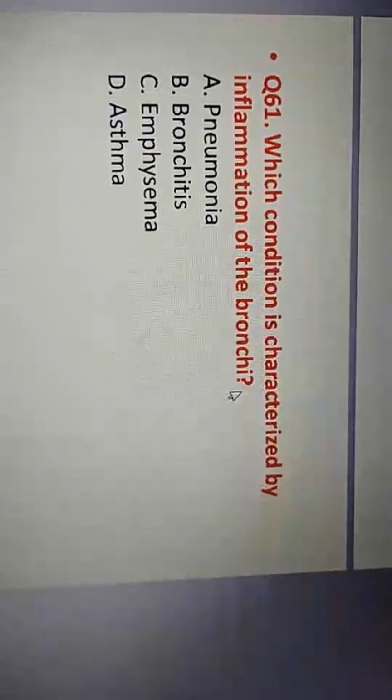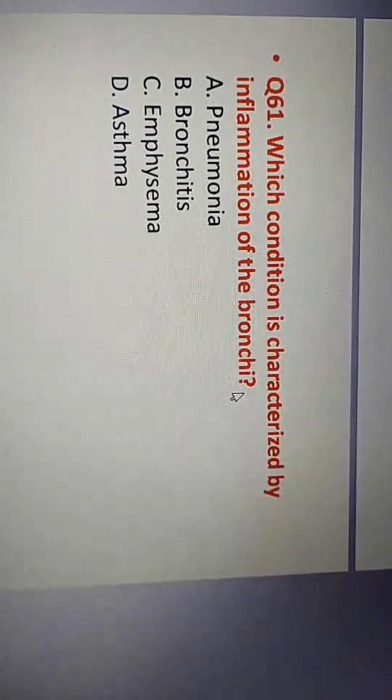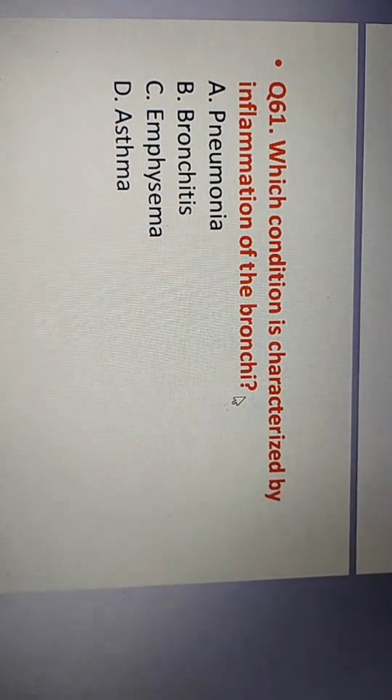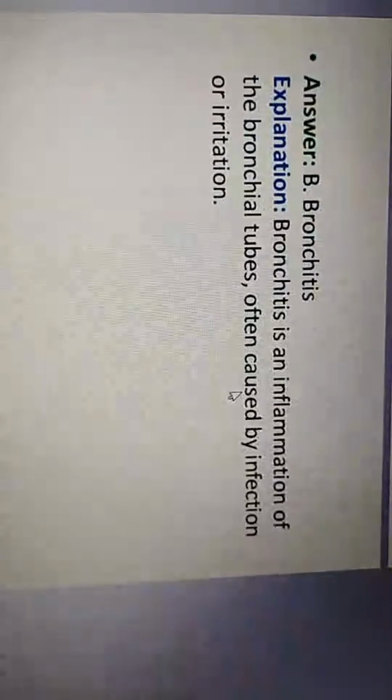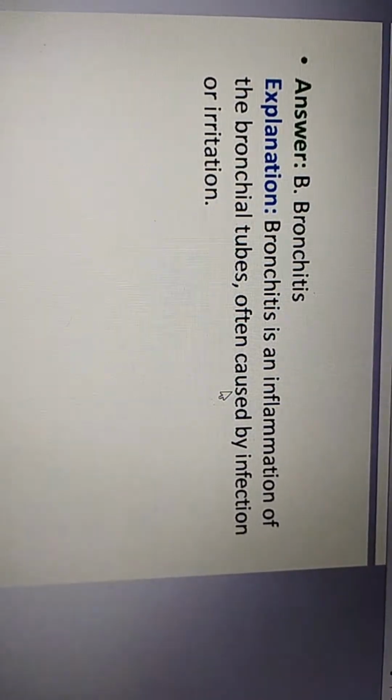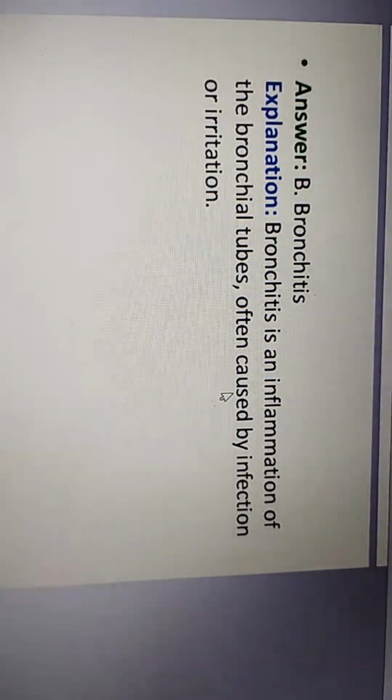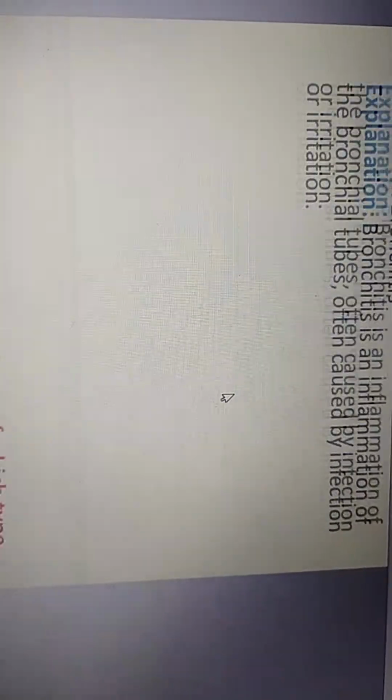Next, which condition is characterized by inflammation of bronchi? Option A pneumonia, option B bronchitis. The correct answer is option B bronchitis. Bronchitis is an inflammation of the bronchial tubes often caused by infection or irritation.